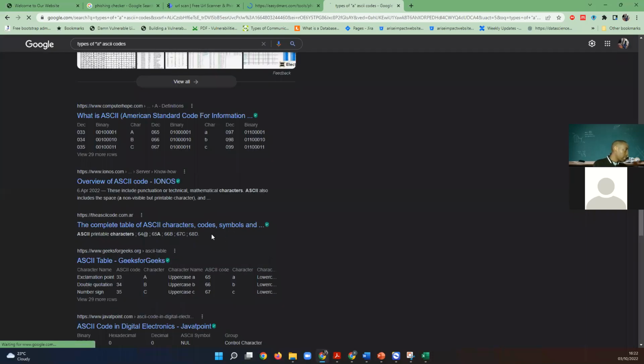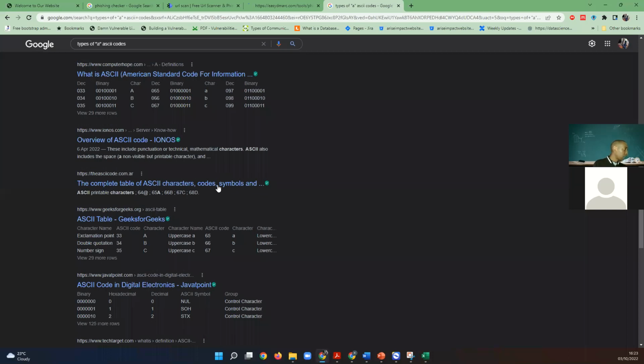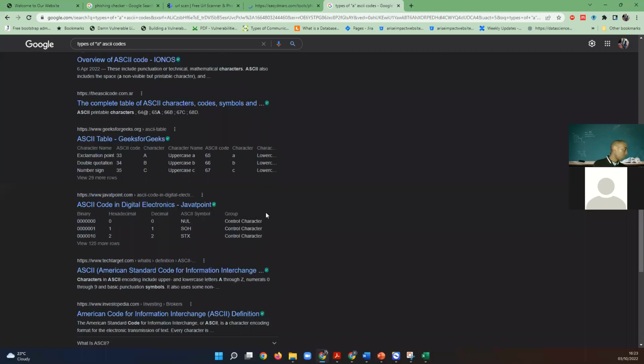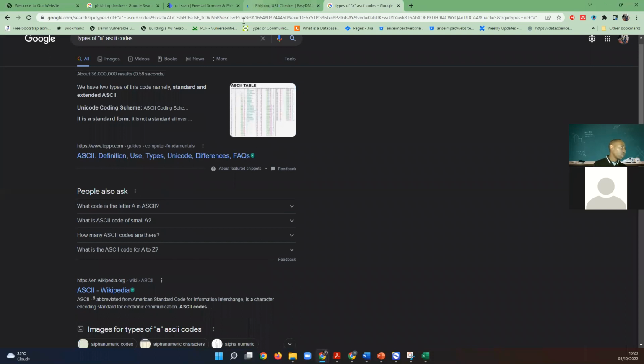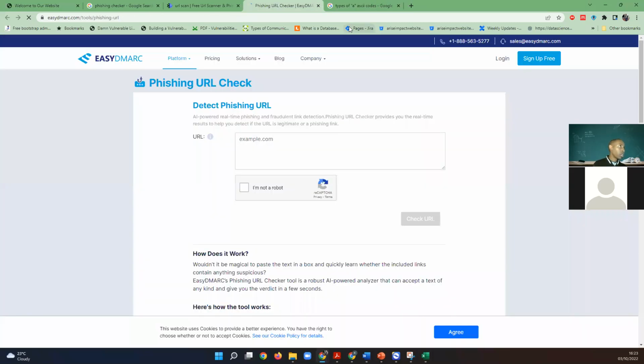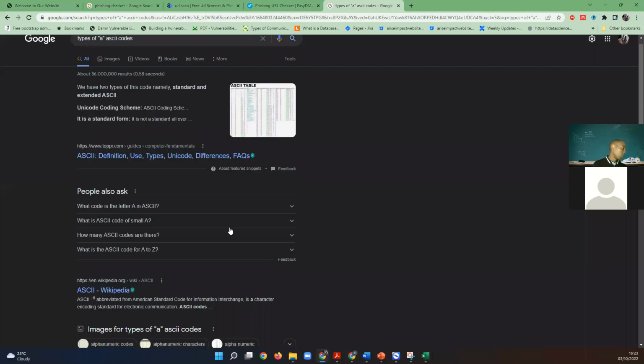So the A has a different ASCII. ASCII stands for American Standard Code for Information Interchange. It's the code that the computer understands for every character on the keyboard. For example, the lowercase A, you see a difference. So when you type Facebook with the other kind of A, you can easily fool someone. It might also be a phishing area.